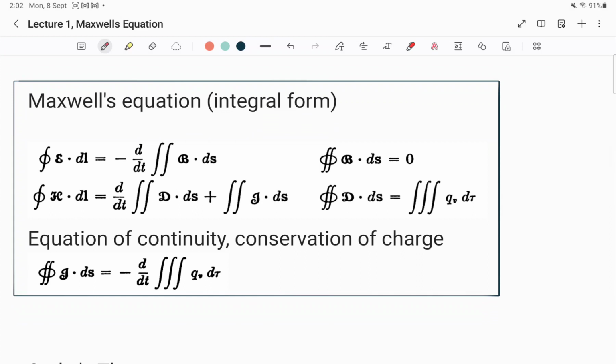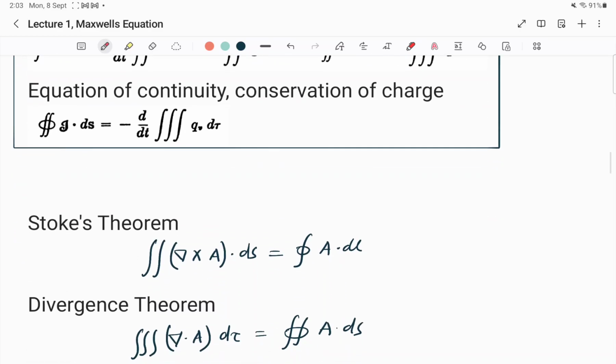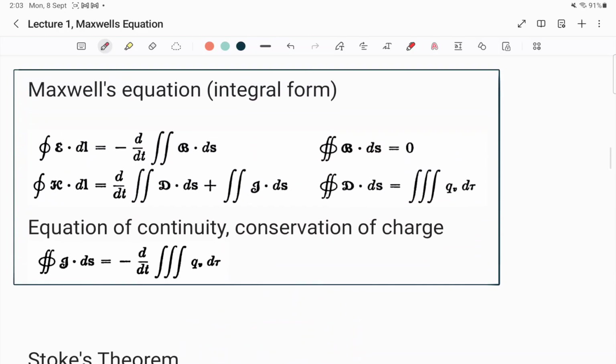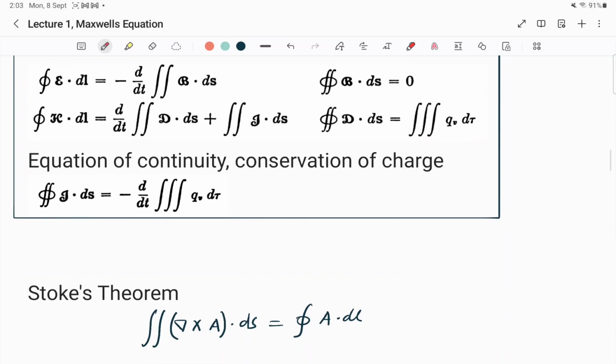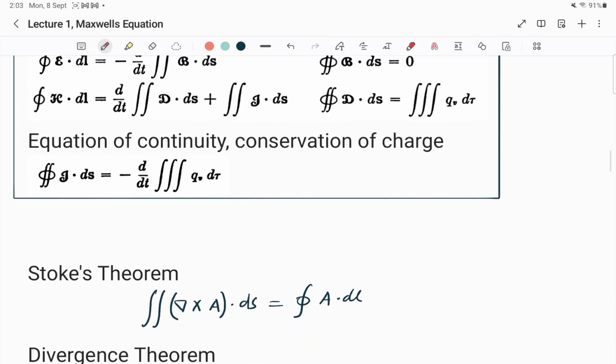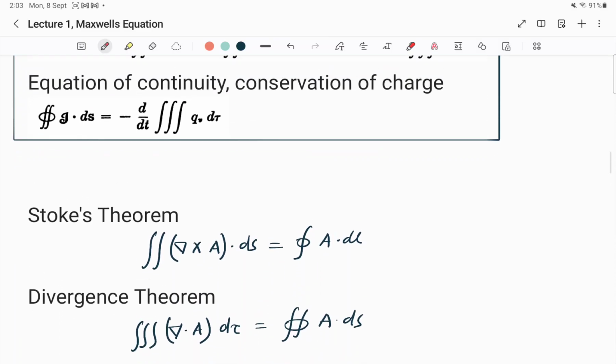In order to find out how these integral forms are written, we should also know something called Stokes theorem and divergence theorem, because the Maxwell's equation in differential form can be used to find out the Maxwell's equation in integral form using Stokes theorem and divergence theorem. So let me show you how.